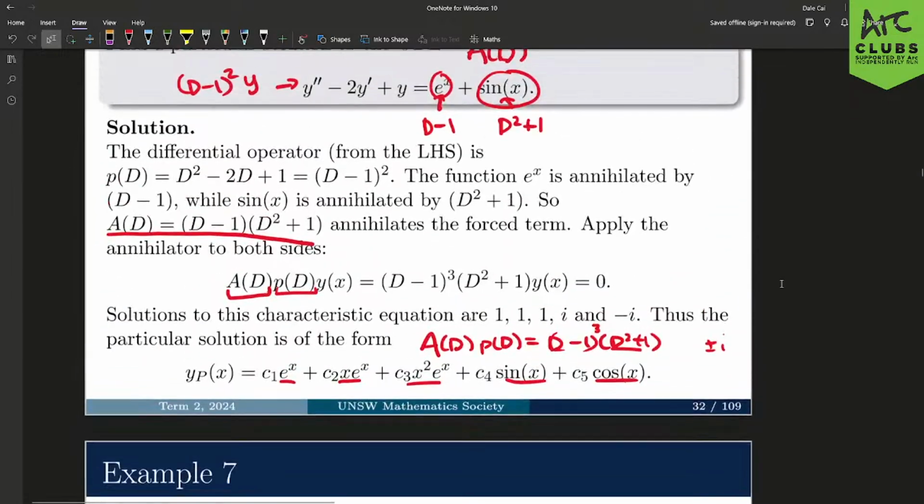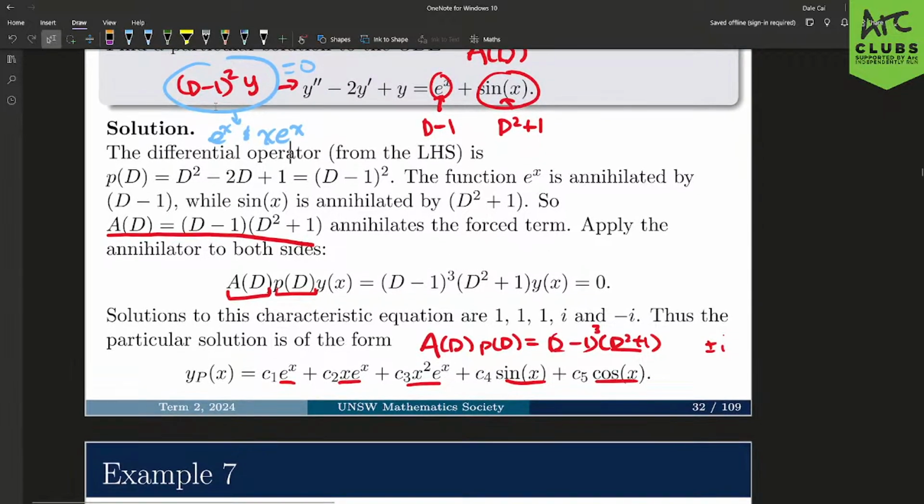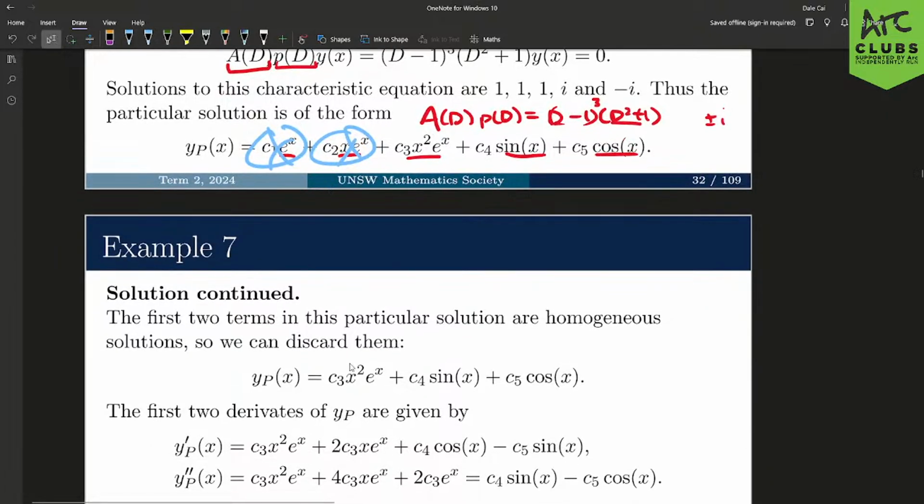Okay, now something we can do here is, since in the original solution, if we were to solve just this thing equals 0, it would give us e to the x and x e to the x. So that means these two terms in the particular solution don't really do anything, because when you plug them in, it's going to become 0 anyway. It's not going to contribute to e to the x plus sine x. So we can essentially ignore them. So that's what they did. They discard the first two terms because they're already in the homogeneous solution.